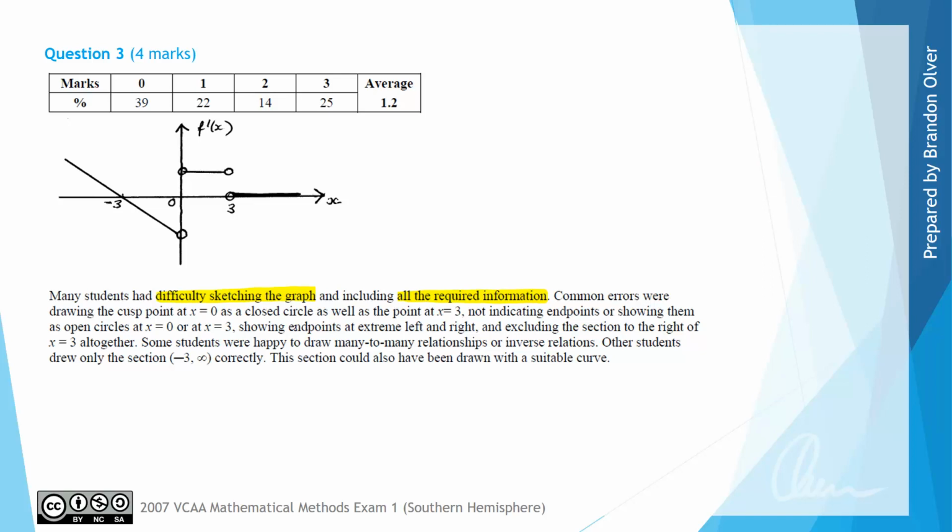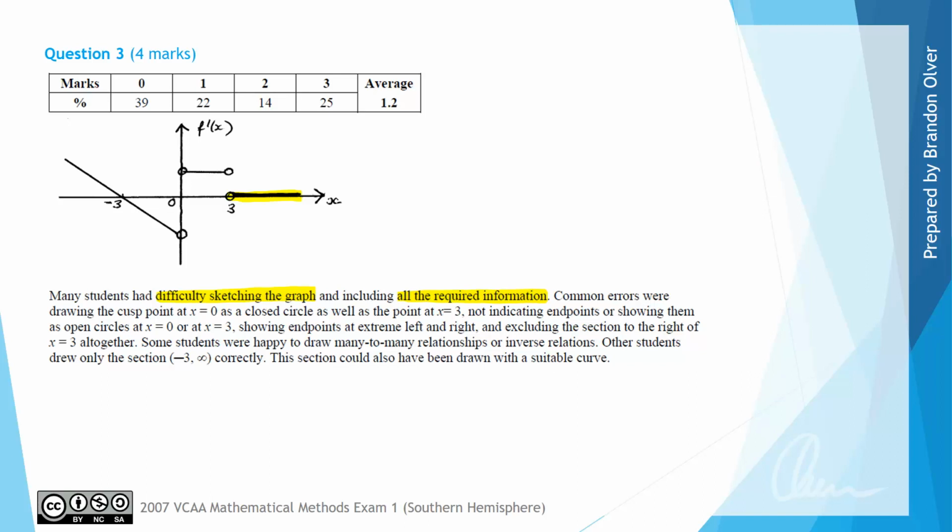So showing endpoints at extreme left and right was also an error, and excluding the section to the right of x equals 3 altogether, so that still needed to be shown on the graph. Some students were happy to draw many-to-many relationships or inverse relations, which was not what the question had asked for. Other students drew only the section from -3 to infinity correctly, and that particular section could also have been drawn with a suitable curve, although we used a straight line to represent it.